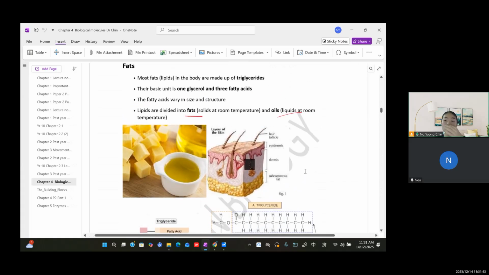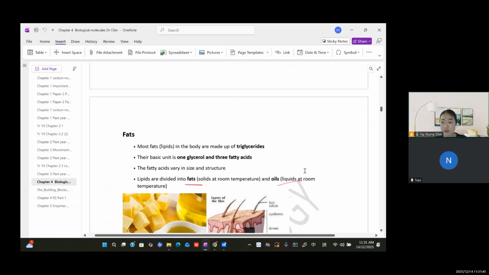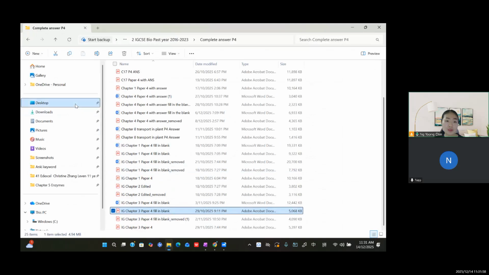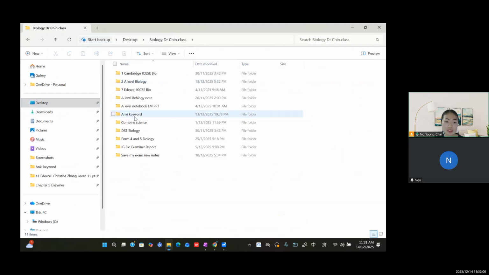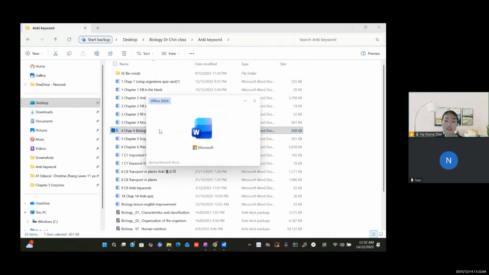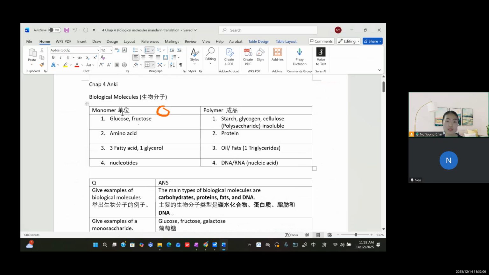So whenever you study these biological molecules, it is very important for you to differentiate which one is a monomer and which one is a polymer. For more detail, later I will give this to you. You can just refer to this. You should know what is a monomer and what is a polymer.